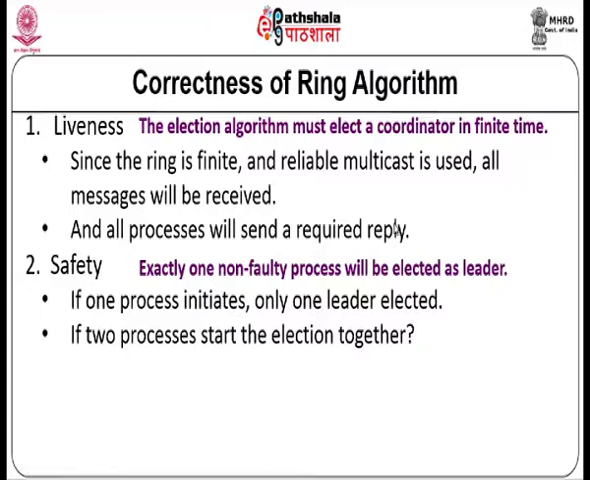However, the question that we have to ponder is what happens if more than one process starts election together. Do we have a problem with our safety criteria if two or more processes start the election? But how is it possible that two processes will start the election, or maybe 3 or 4, or even all n-1 processes? Yes, it is possible that more than one process will start the election algorithm together.